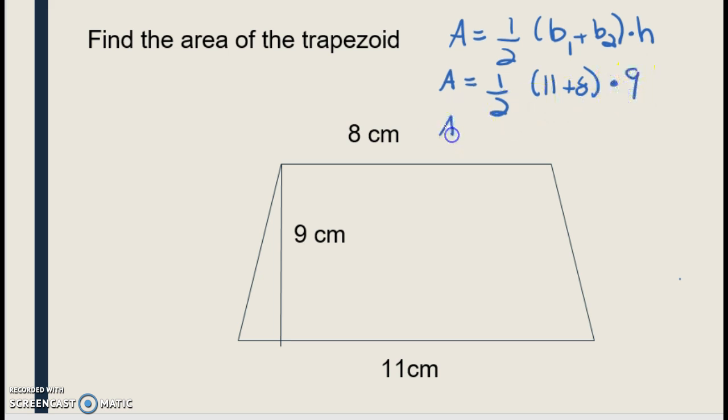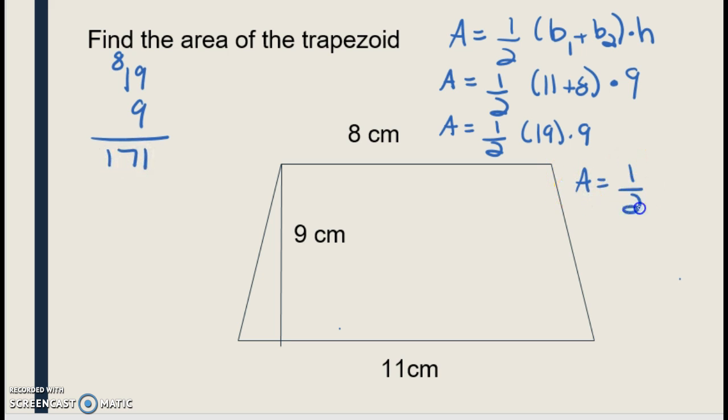Order of operations tells us we do what is inside the parentheses first. 11 plus 8 is 19, times 9. So you need to figure out what 19 times 9 is, or you could do 1/2 times 19 first, whatever you like to do better. I'm going to do 19 times 9 first. So 19 times 9, that's 81, and that's 171. So I have my area is equal to 1/2 times 171.